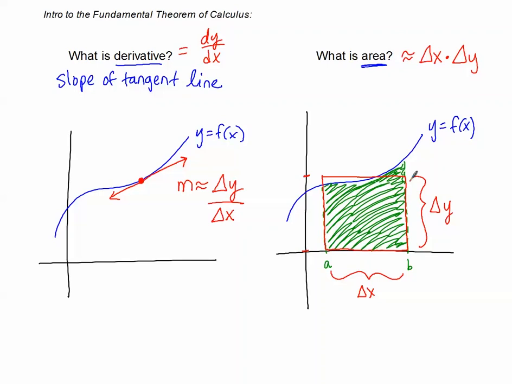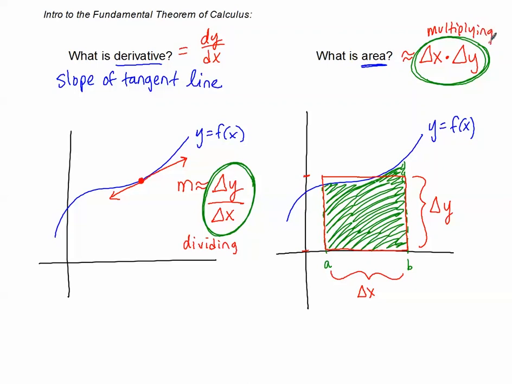So notice these two scenarios side by side. We've done a lot with derivatives, the slope of the tangent line, and it looks like dy over dx, or the change in y over the change in x, versus when we did area, which is the change in y times the change in x. Notice how they are inverse processes of each other. In the slope, we are dividing change in y and change in x, and in area, we are multiplying change in y and change in x. Dividing and multiplying are inverse processes.